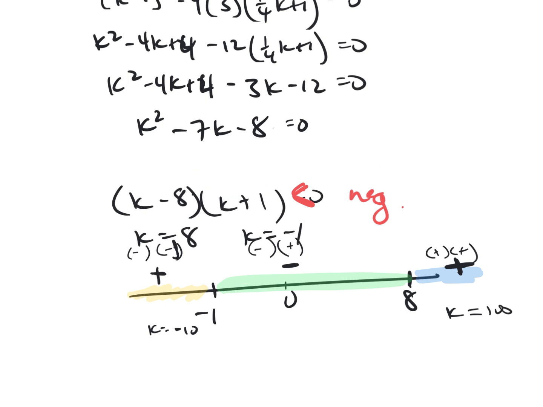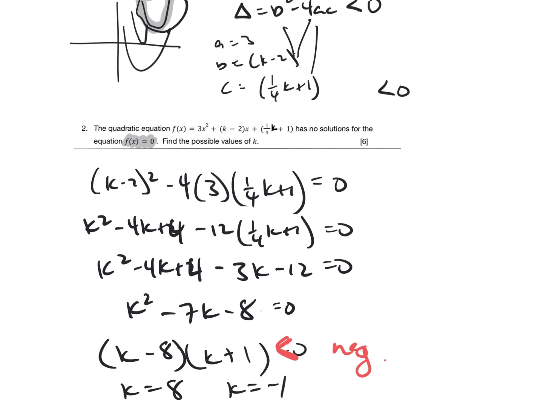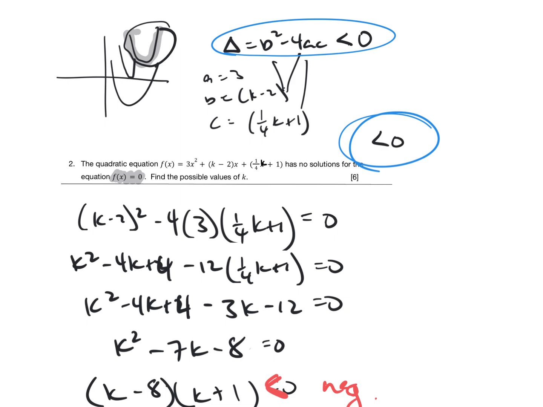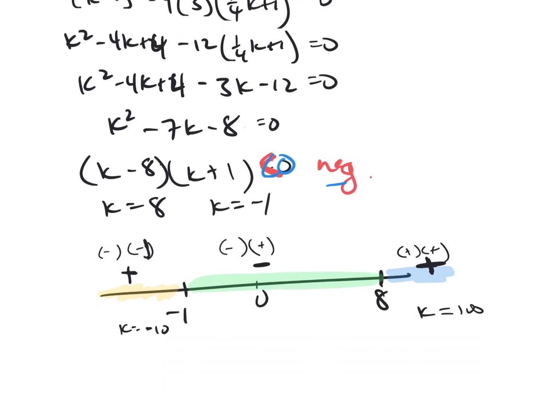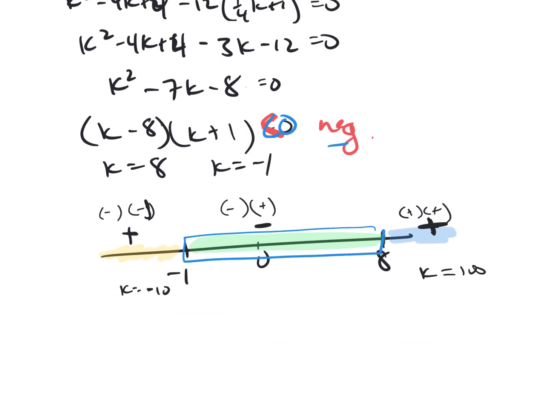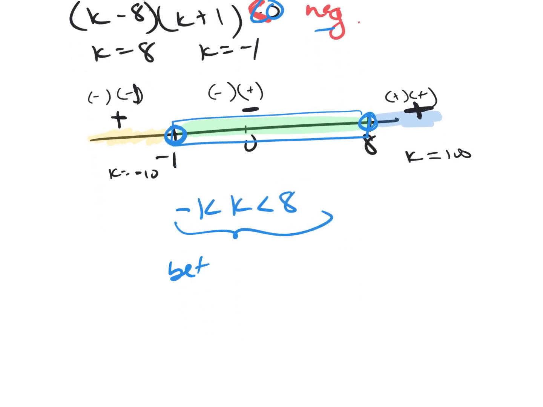So now if we think about this scenario, it was asking us, when was it less than 0? That was what this question was saying. When is the discriminant less than 0? Because it has no solutions. So when I want less than 0, I want negative values. That means in here, not including 8 and negative 1. So what I can say is, in words, it's between negative 1 and 8, which means negative 1 is less than k, less than 8. In words, this means between negative 1 and 8.